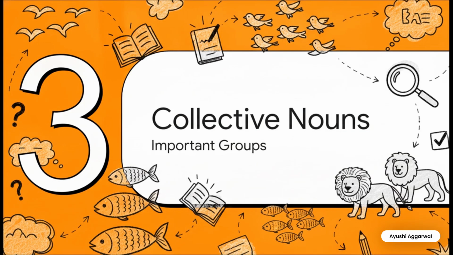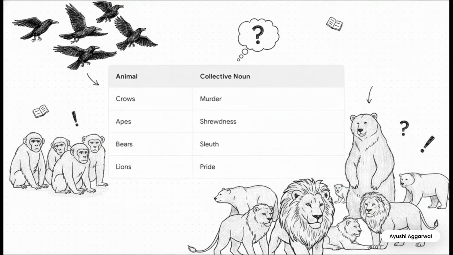All right, next up is Section 3, Important Collective Nouns. Listen guys, for vocabulary and fill-in-the-blank questions, this section is an absolute must-know. So what do we call a group of crows? A flock? Nope. This is actually really fascinating. A group of crows is called a murder of crows. A group of apes is a shrewdness. Bears? That's a sleuth. And lions, as you probably know, form a pride. Examiners will definitely test you on these totally unique and unexpected terms.